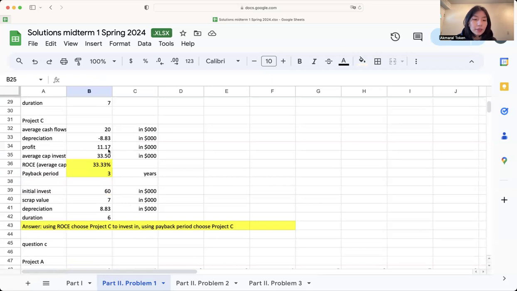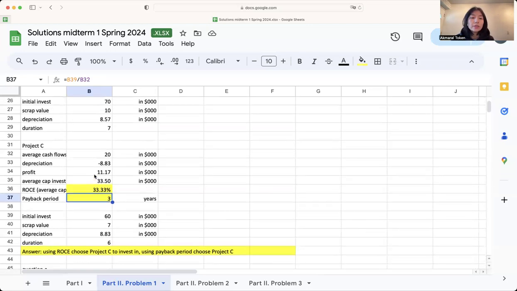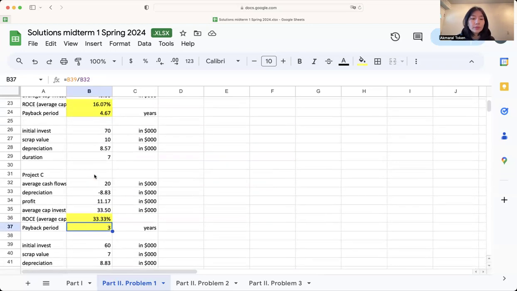And for project C, the approach is also to find the profit, find the average capital investments, and find the return on capital employed, which is 33.33%, and find the payback period, which is $60 divided by $20, giving us 3 years. So how do we choose between the projects?